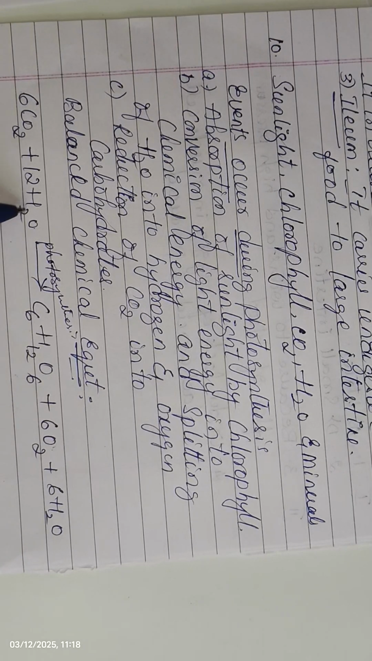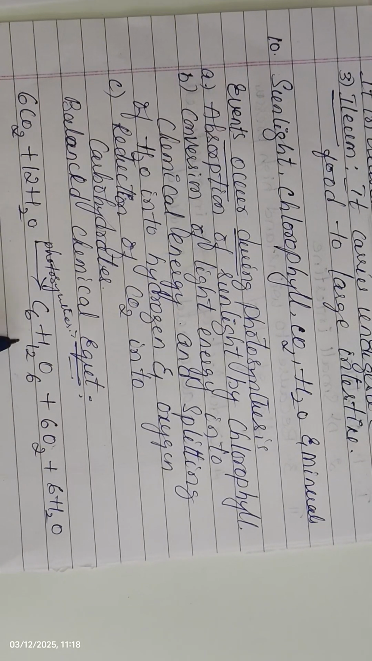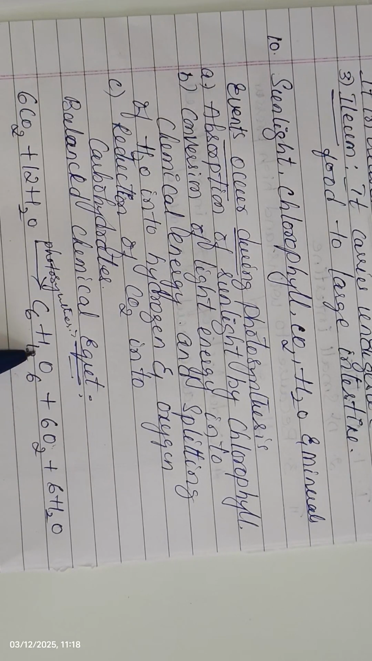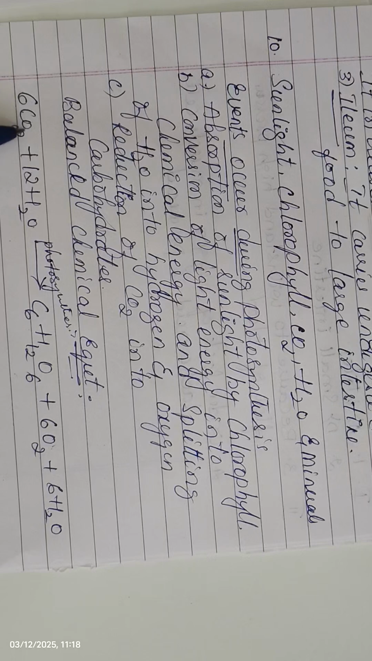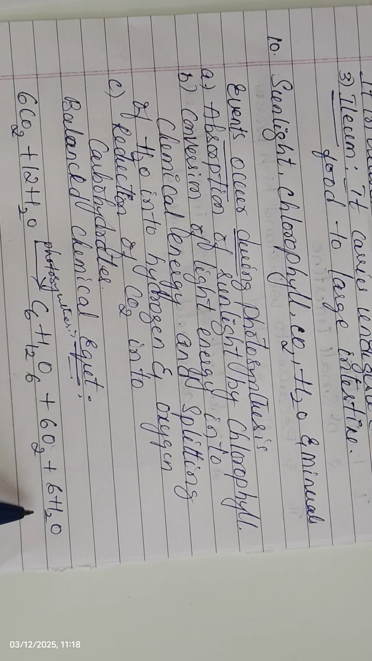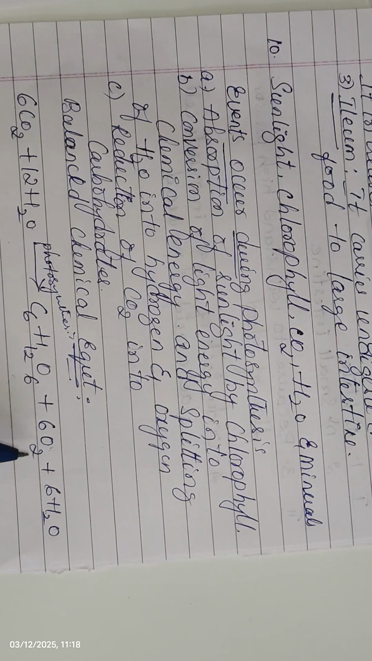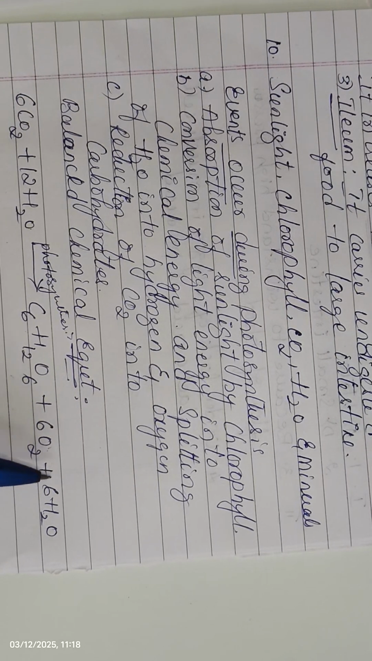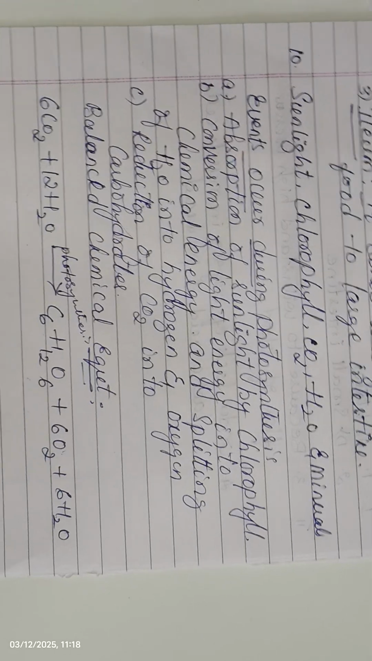Hydrogen: 12 twos are 24. Here 12 hydrogen plus 6 twos are 12, so 12 plus 12 is 24 hydrogen. So carbon, oxygen, hydrogen, all three are balanced in this equation. So this is a balanced equation to represent the photosynthesis process. We'll see the next question.